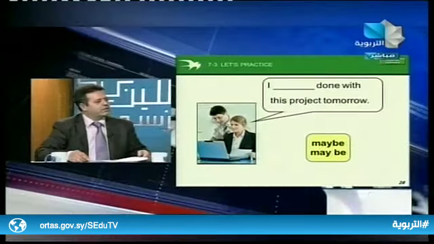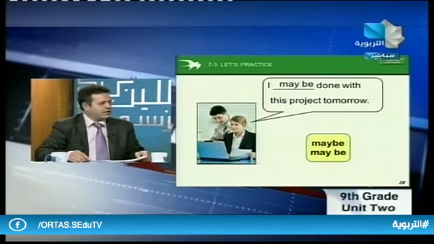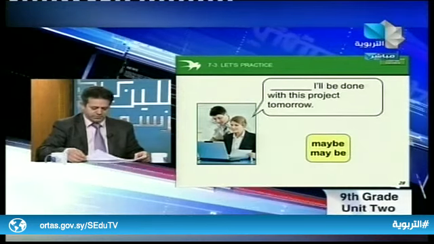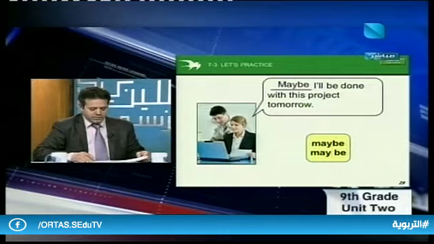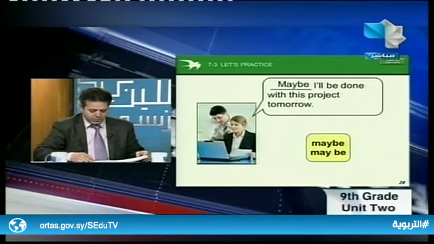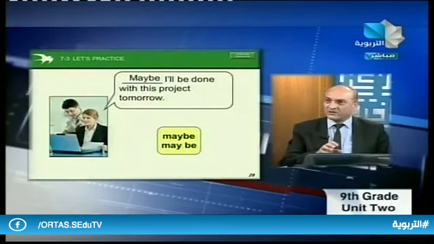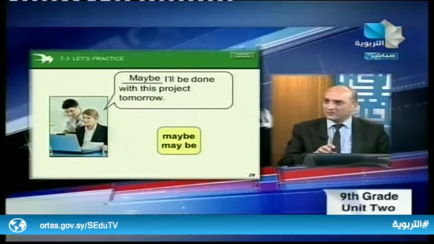I may be done with this project tomorrow. Maybe or may be. What must we use? We must use the modal verb? I may be done with this project tomorrow. Also practice: space I will be done with this project tomorrow. Maybe or may be. Here the space is at the beginning of the sentence, so it must be an adverb, not an auxiliary verb. Maybe.